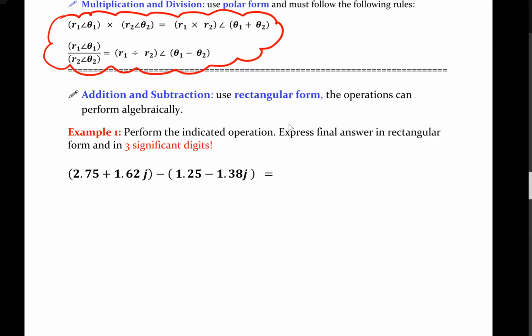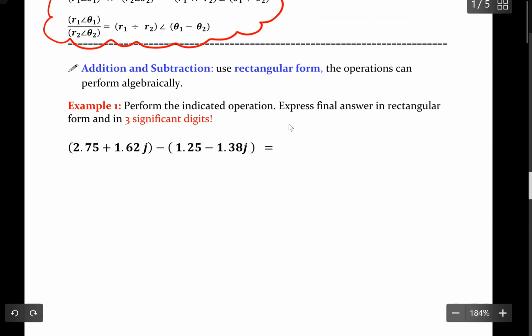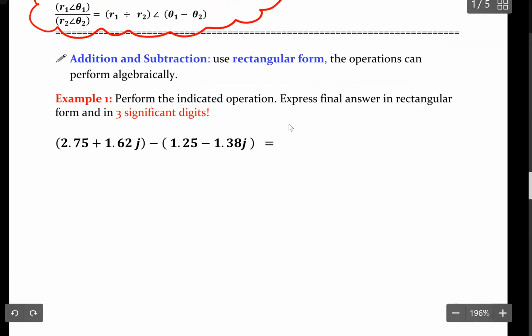This example asks me to perform the indicated operation and express the final answer in rectangular form and in 3 significant digits. If you take a closer look, it's actually very simple, because they are in rectangular form already, and if you think of it as algebra, all you have to do is collect the like terms. Before you collect the like terms, you just have to use the distributive rule. It means that you may want to multiply this negative inside the brackets here. So let's do that.